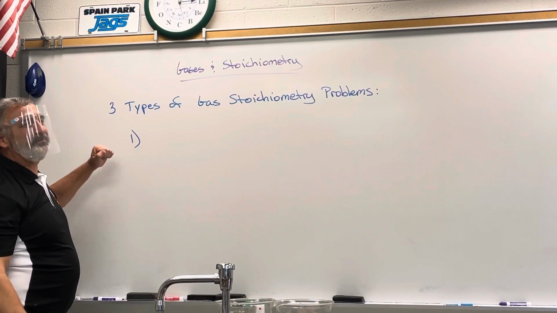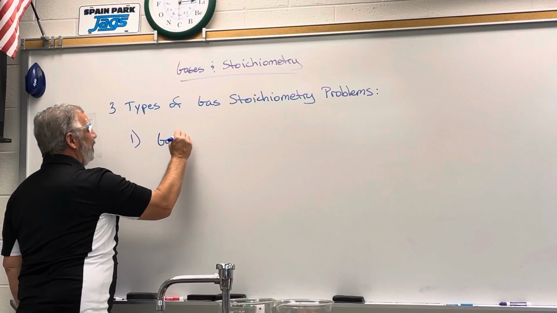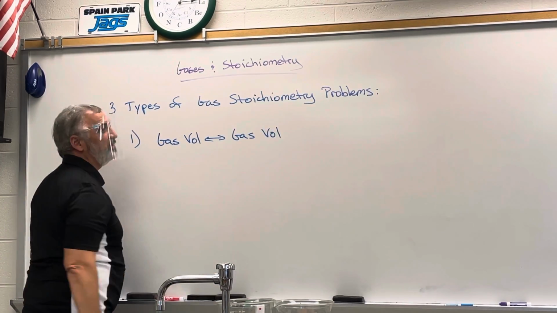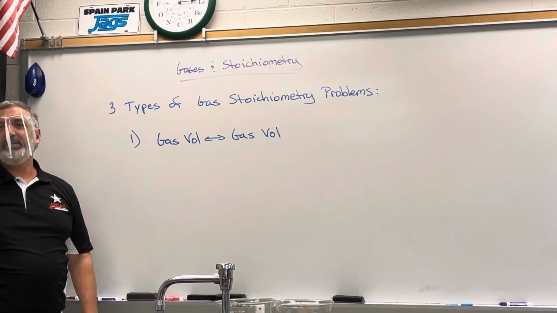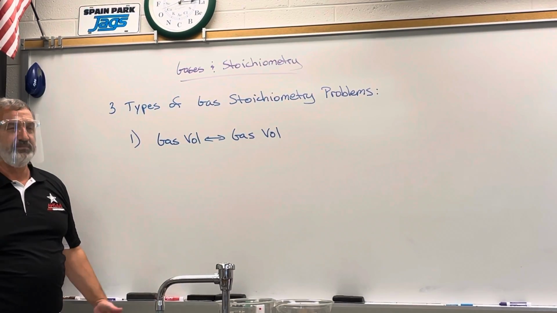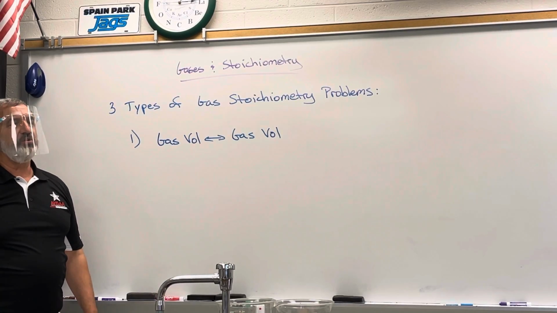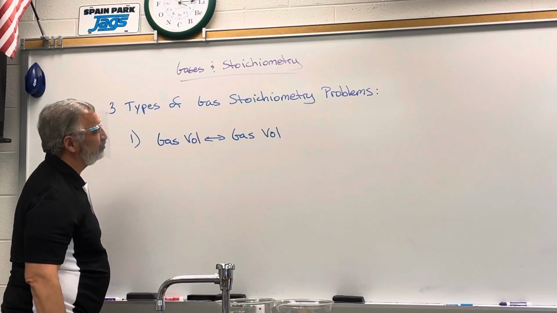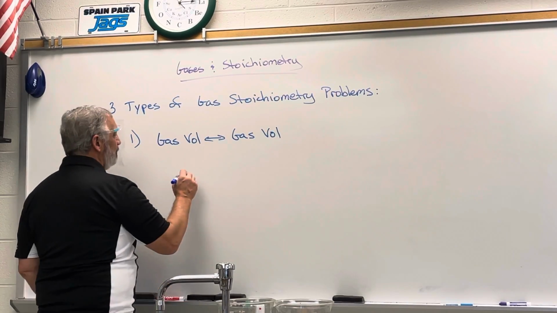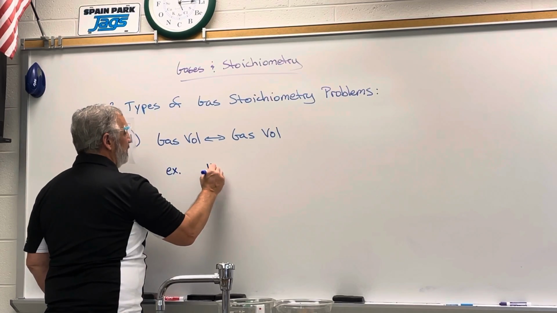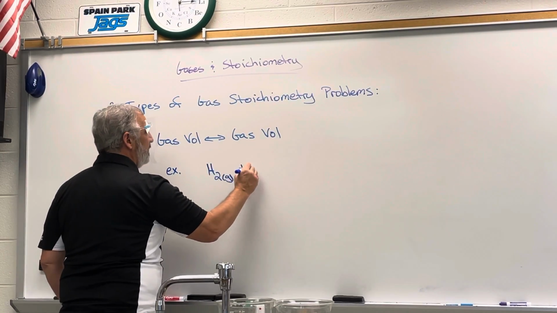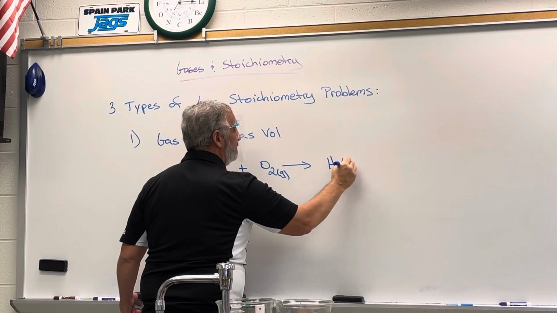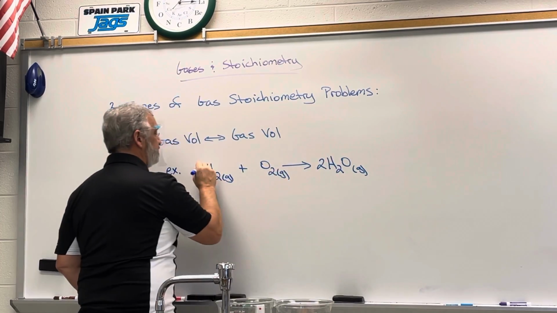All right, so the first type is a gas volume to gas volume problem. In other words, you're given 10 liters of a gas and you want to know how many liters of another gas is made. So we could say H2 gas is burned and it combines with oxygen gas, and because you're burning it, you're going to make water vapor. So water gas, and we balance that with a 2 and a 2.